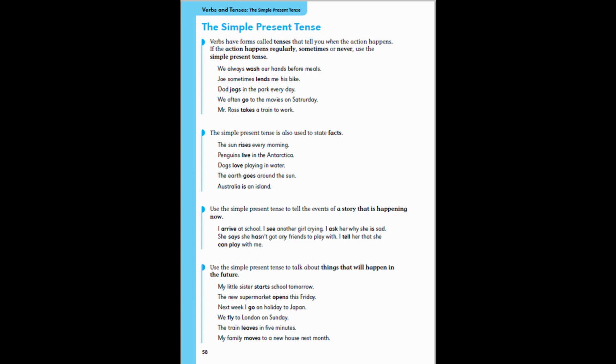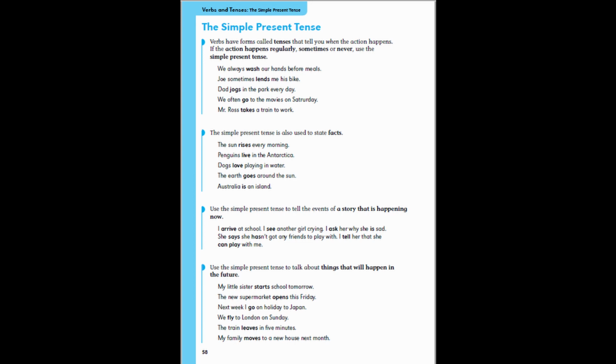Now this conversation is happening in the moment, right? All the emotion that I said, the entire sentence, my little sister starts school tomorrow, and I am really worried. Do you see that? So I'm talking about something that is happening in the future in the present. So that's why I'm using the simple present tense.